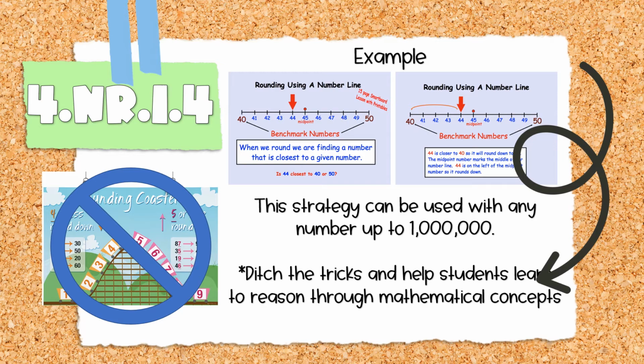When rounding using a number line, the students need to learn how to first draw a number line. So after that's done, then they can use this strategy with any number up to 1 million. Another thing to note is that the point of this standard is to ditch the tricks and help students learn to reason through mathematical concepts. So no more 4 or less, we go down, or 5 or more, round up. We're not teaching them rhymes, we're teaching them to understand, which is why the shift goes to using a number line to teach this standard.